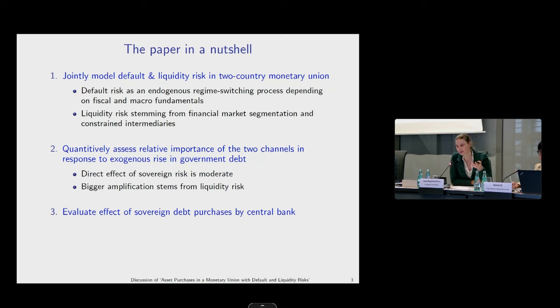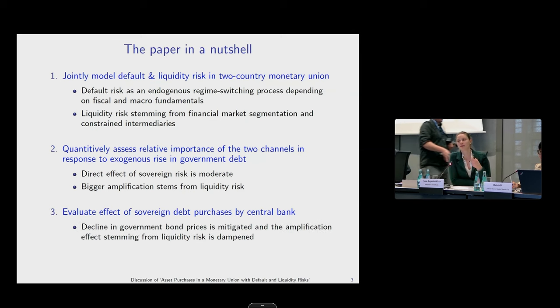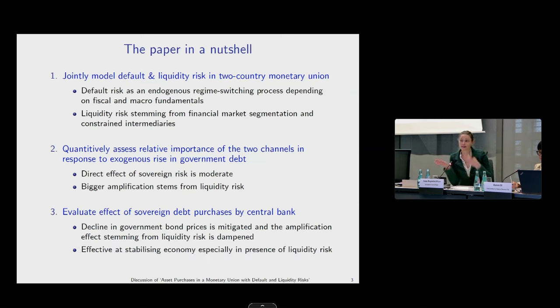So given these two channels at play, if we want to evaluate the effects of sovereign debt purchases done by the central bank, because the stronger amplification comes from the liquidity risk, then it turns out that the asset purchases are most effective in dampening precisely this channel. And so they're more stabilizing when there is liquidity risk, which amplifies sovereign risk. Government purchases would be effective also in absence of this amplification effect, but the effect would be less strong.